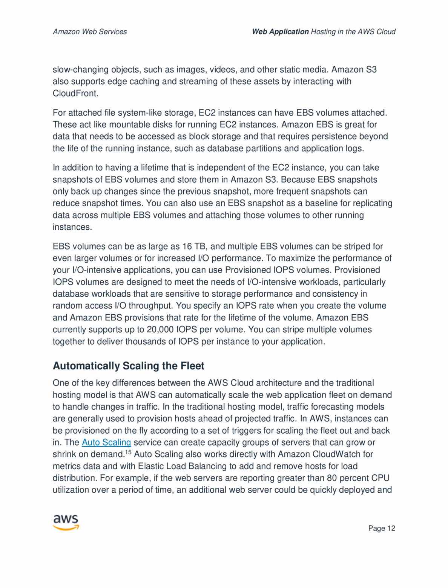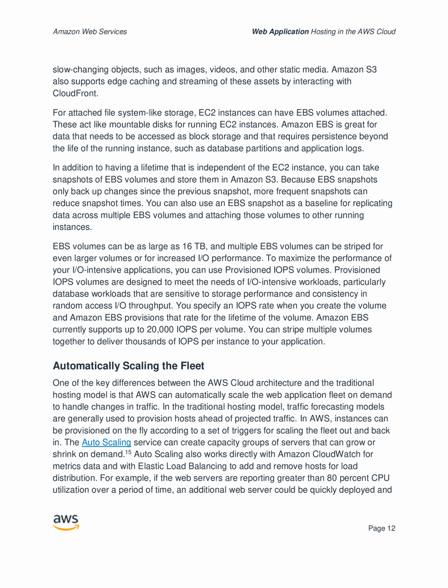Because EBS snapshots only back up changes since the previous snapshot, more frequent snapshots can reduce snapshot times. You can also use an EBS snapshot as a baseline for replicating data across multiple EBS volumes and attaching those volumes to other running instances. EBS volumes can be as large as 16 terabytes, and multiple EBS volumes can be striped for even larger volumes or for increased I/O performance. To maximize the performance of your I/O-intensive applications, you can use provisioned IOPS volumes.